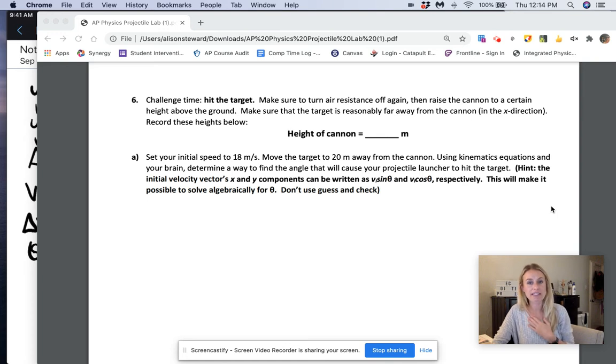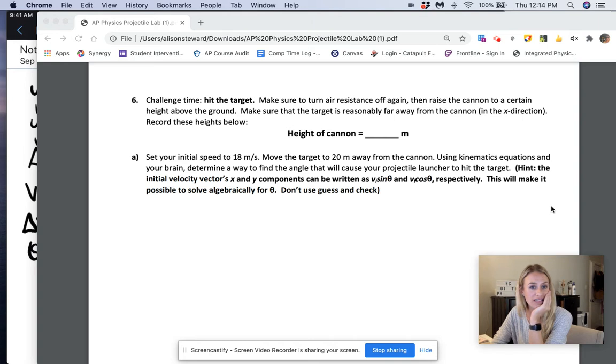So the height that I'm going to pick is 10 meters. Now, because it's a 10-meter height, I know my initial position in the y direction will be 10 meters. My final position in the y direction will be 0, and therefore our delta y, or change in position in the y direction, will be -10 because it's going down 10 meters.